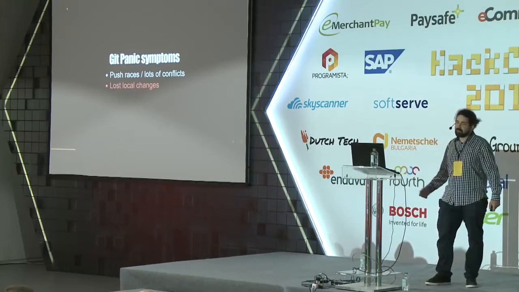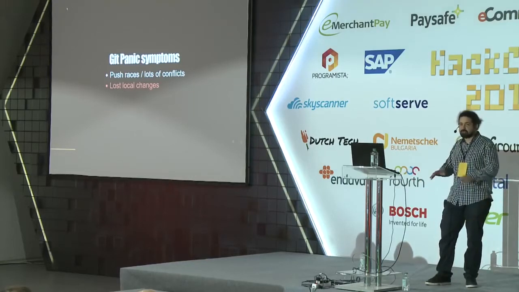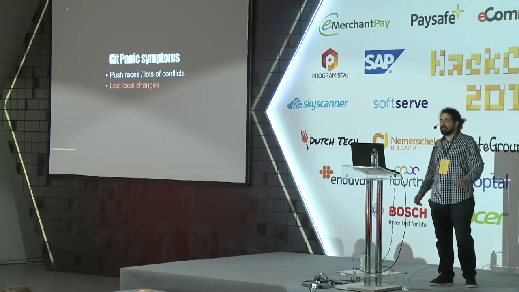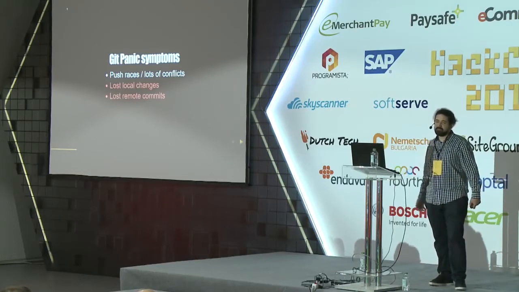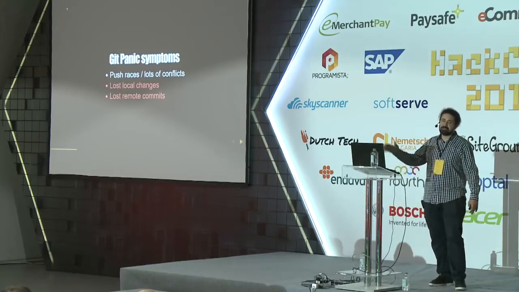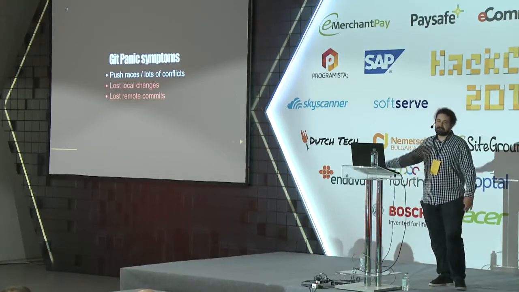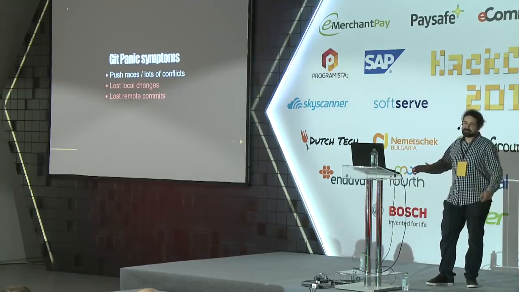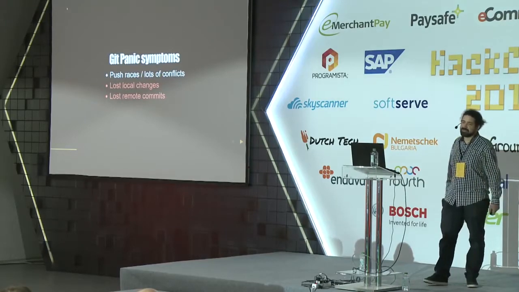Pretty bad would be if you lost your local changes, so you're coding, you try to stage or commit, and somehow you lose your changes. That's awful. And maybe the worst one would be if you start losing remote commits. So you push something, you force push, you delete the branch history, you delete something that somebody else pushed just a minute ago, and for some reason we can't recover that anymore, so that's horrible.